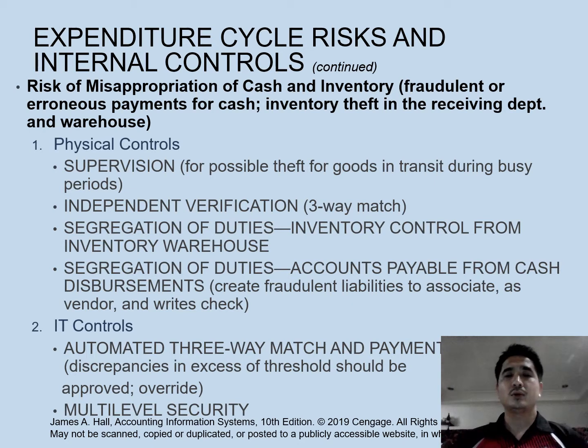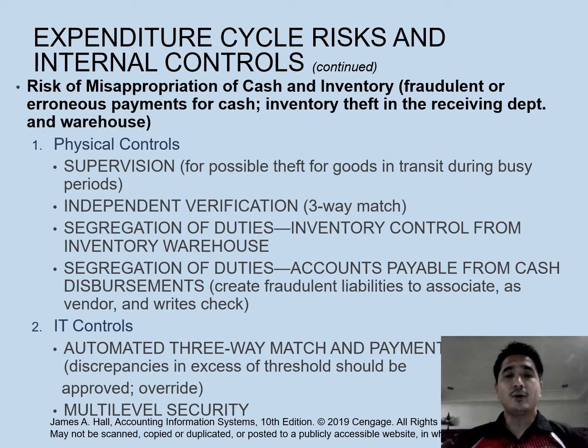As for the SOD, this is quite simple. The inventory control, which is recording, should be separate from the inventory warehouse, which is the custody. For the accounts payable, this should be separate from the cash disbursements. Accounts payable approves the payment, while cash disbursement processes the payment. So combining these two can allow an individual to create fraudulent liabilities to associates, familiar persons, or related persons acting as a vendor, and then write a check to that vendor.